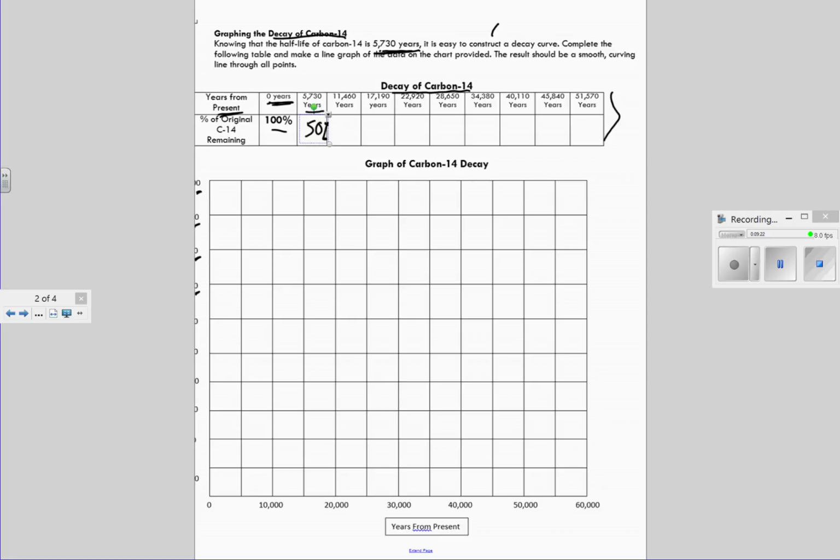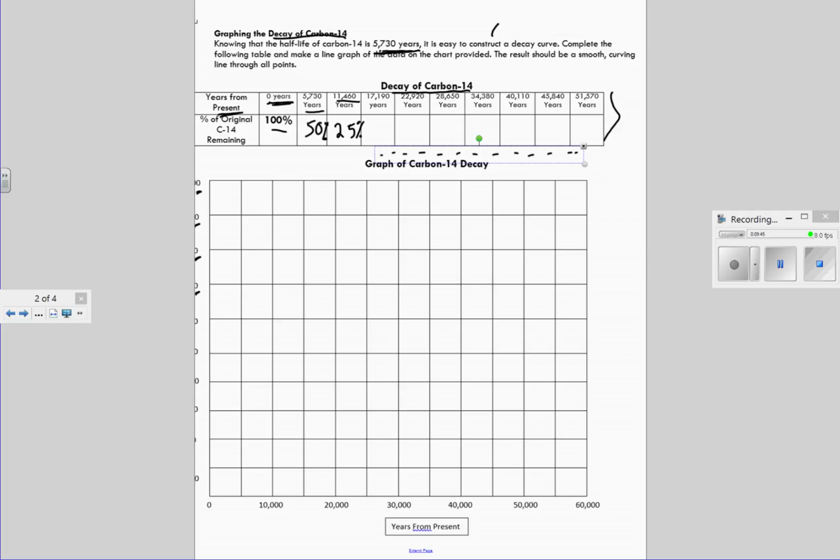Now, after 11,460 years, which I'll tell you right now is 2 half-lives, we will have half of 50 left. So we'll have 25% left. And what you're going to do is fill out the remainder of these boxes following that pattern. You're then going to take that information down onto this graph and plot it.